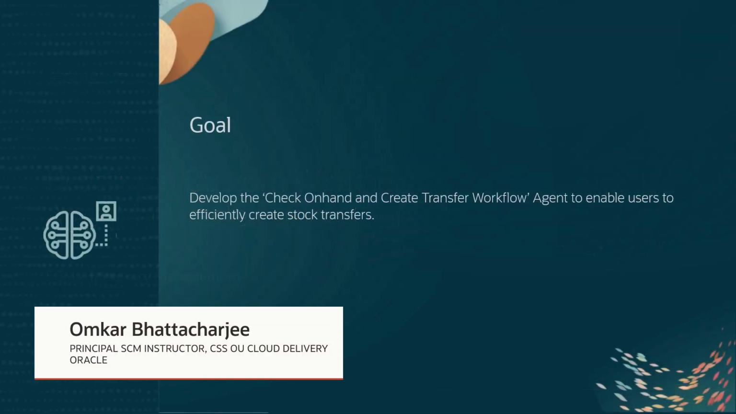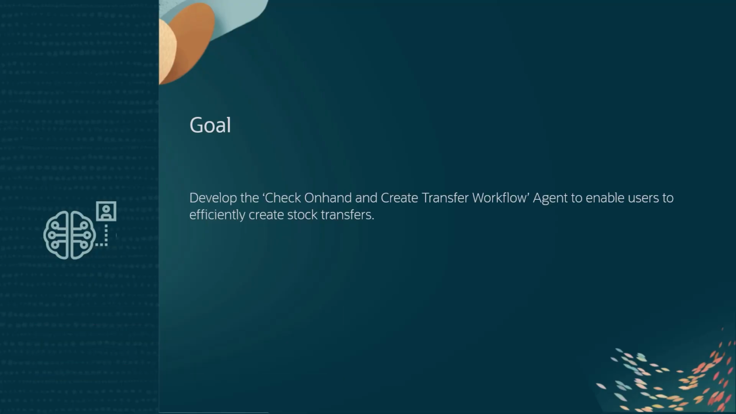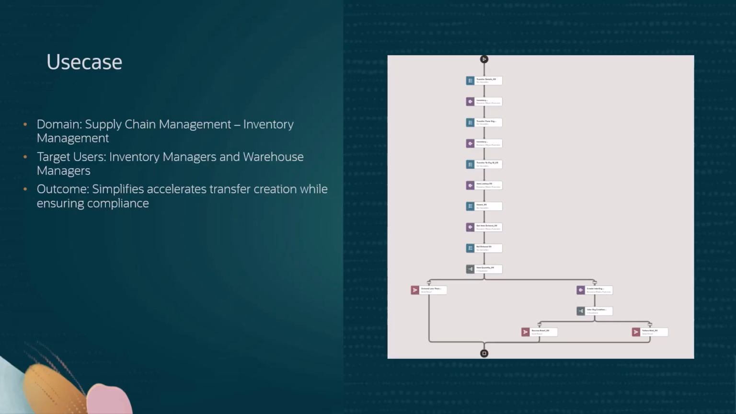In this demonstration, our objective is to develop a workflow agent that helps users such as inventory managers and warehouse managers efficiently create stock transfers between inventory organizations. The Check On Hand and Create Transfers workflow agent enables users to rapidly generate inter-organization transfers within Oracle Fusion Inventory Management. The agent ensures that the transfer transactions created are compliant with company policies regarding stock levels and also informs the users if there are any data validation errors.